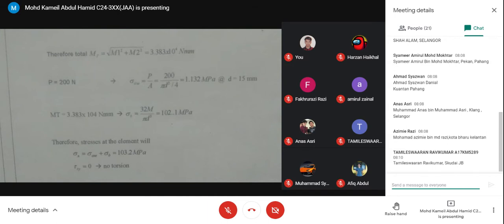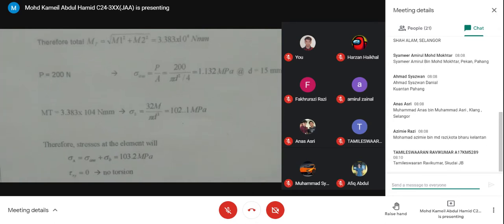Okay, kemudian from moment tu, bending moment pula, using the equation sigma bending, sigma B tu, kita dapat M total 3.383 tu, use that M, using the formula 32M over pi d cube. So calculate for sigma bending, you get your sigma bending 102.1 megapascal.